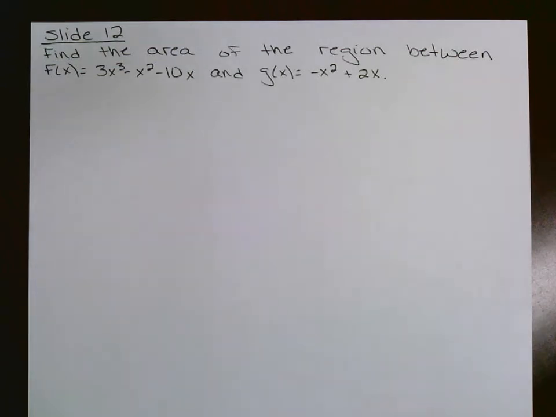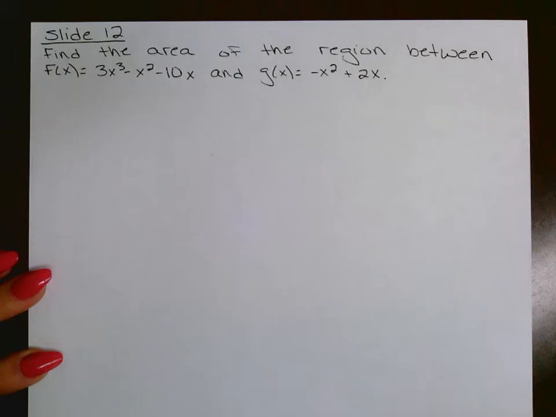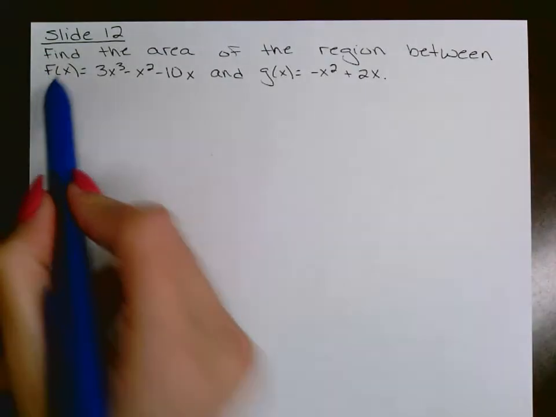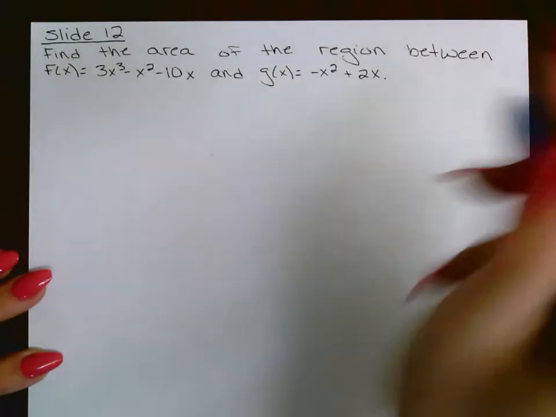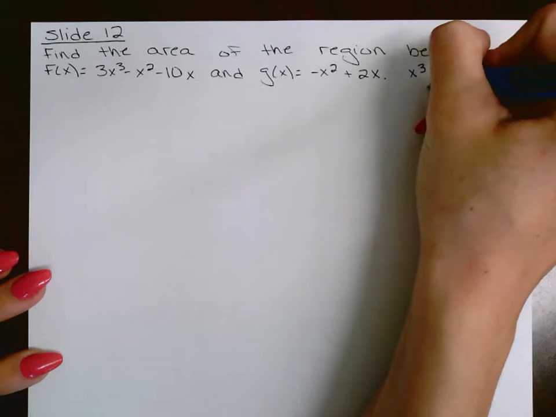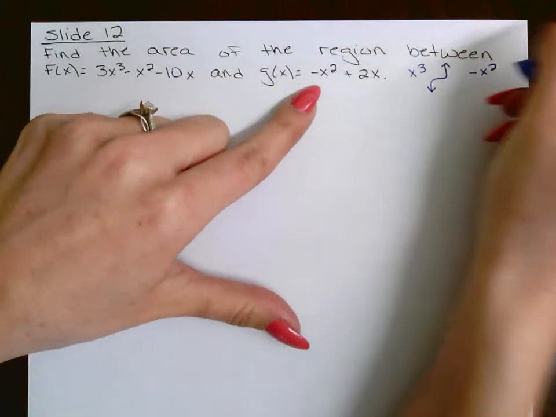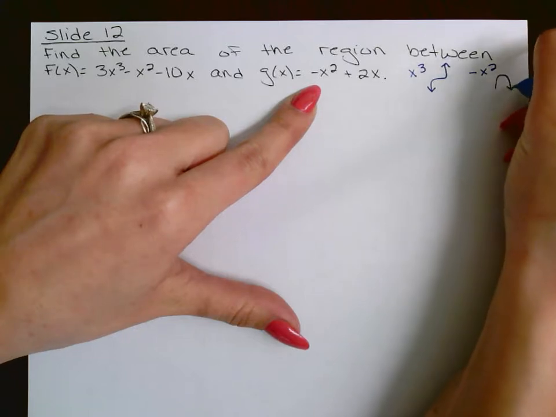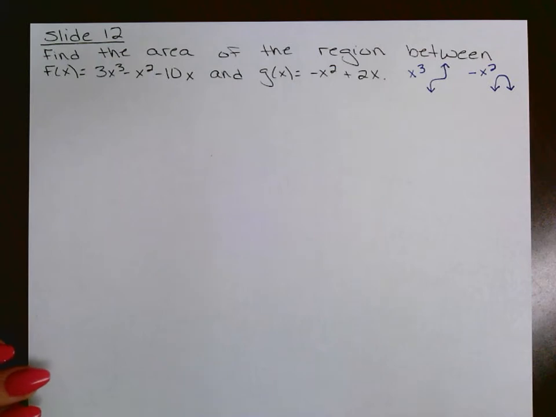All right, so this is a continuation of 7.1, finding the area in between curves, okay? This question that comes from slide 12 says find the area of the region bounded between f of x and g of x. Now, I know that x cubed is going to look something like this, and a negative x squared is going to look something like this.